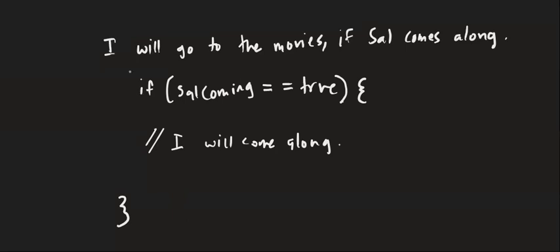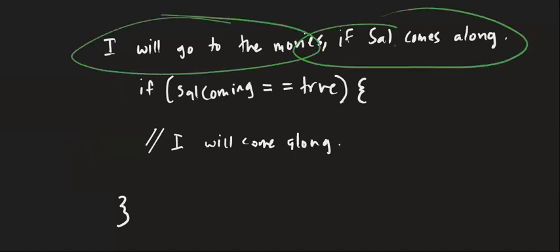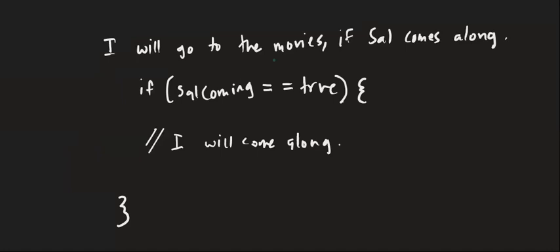So let's analyze how this relates to this. I will go to the movies if Sal comes along. If Sal comes along, so Sal coming is true, I will go to the movies. It's kind of like you're reversing the order. You're not reversing the meaning, but you're saying this first, and then that's what's going to happen as a result. That's what you do when you write out the program. I hope that's a sufficient explanation of the reasoning behind all of this. But now let's go over to the IDE and we'll write a couple of programs to analyze this in action.